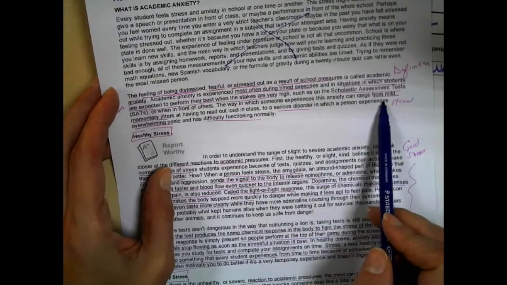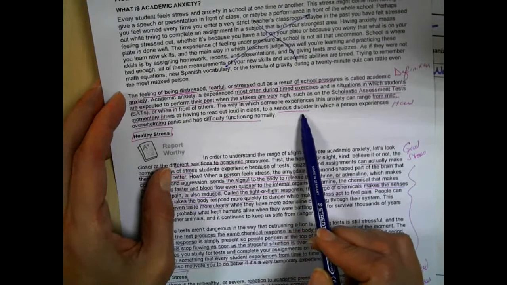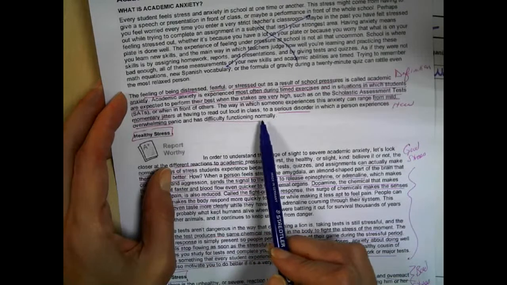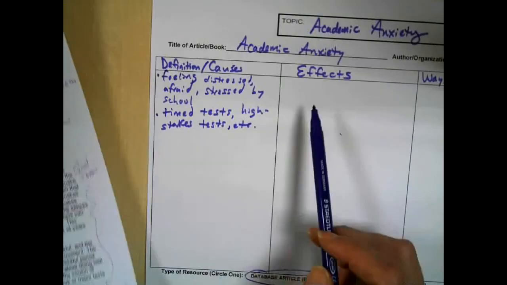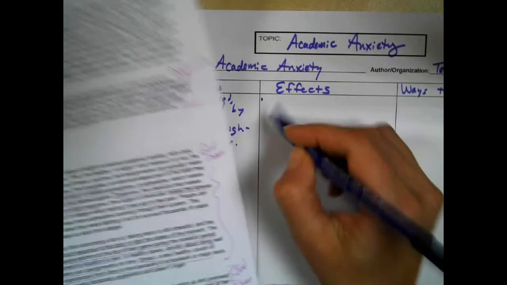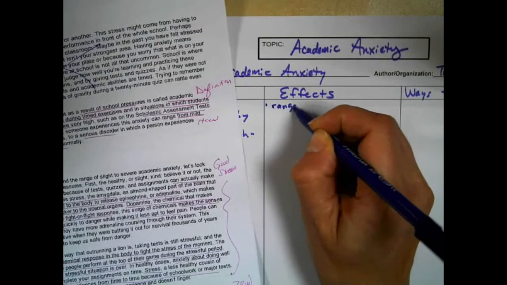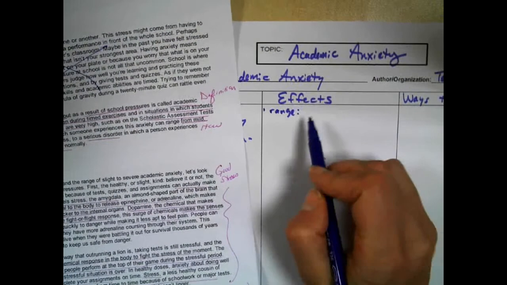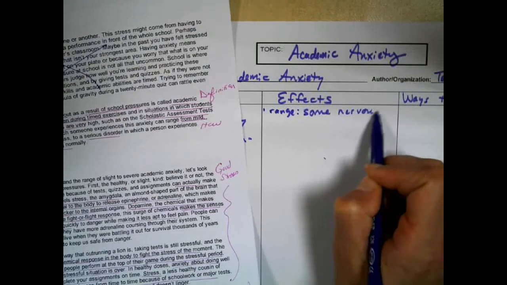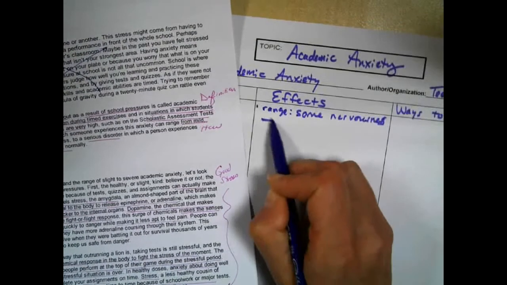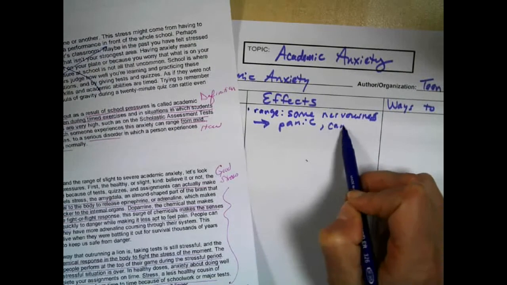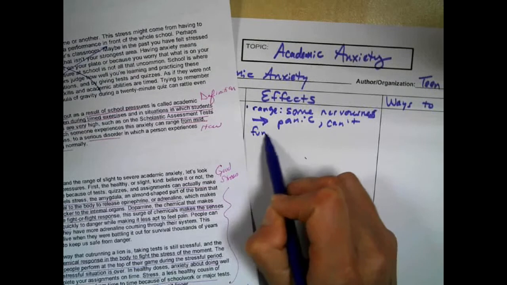All right, mild momentary jitters to a serious disorder of overwhelming panic where you have difficulty functioning normally. And so these ideas then go into effects. So this is describing what happens to somebody. So I can say it's a range from some nervousness all the way to panic, can't function.